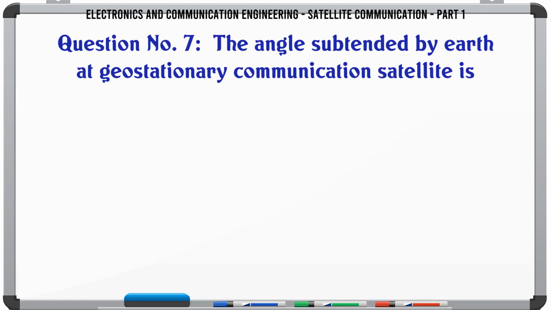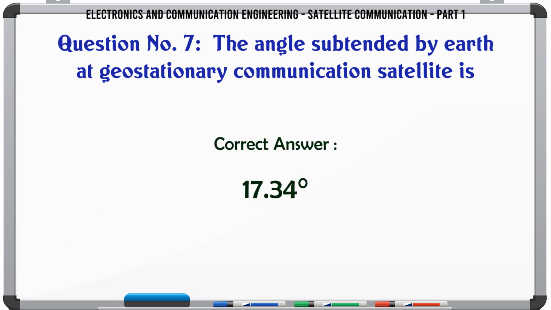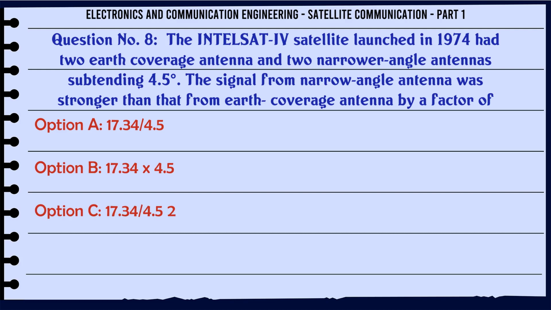The angle subtended by Earth at geostationary communication satellite is A. 17.34, B. 51.4, C. 120, D. 60. The correct answer is 17.34. The INTELSAT-IV satellite launched in 1974 had 2 Earth coverage antennas and 2 narrower angle antennas subtending 4.5.